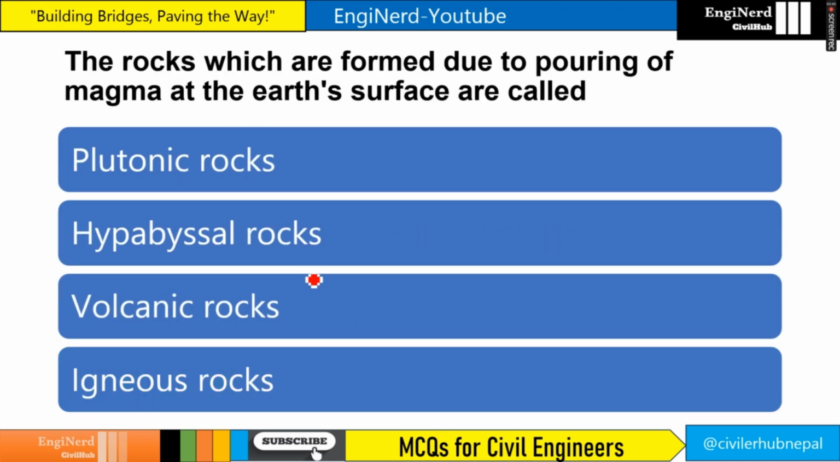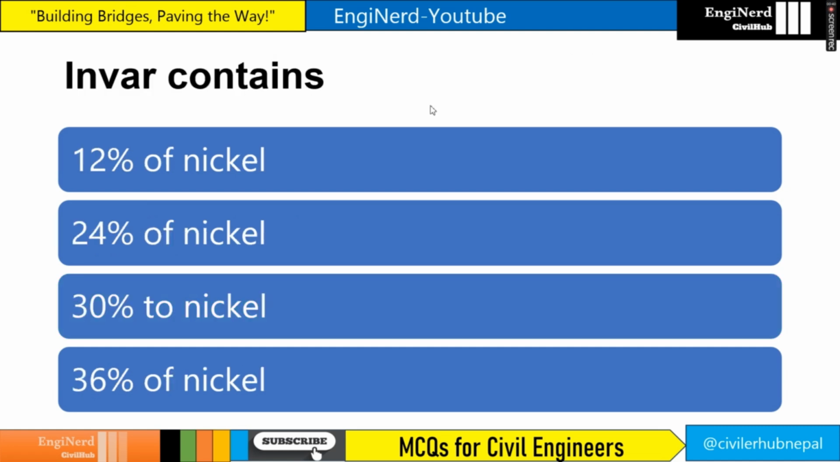The rocks which are formed due to pouring of magma at the earth's surface are called, so it is asking about the earth's surface, right? And it is volcanic rock or effusive rock or extrusive rock, right? So the examples of these types of rocks are basalt and trap. However, for the hypabyssal rock, the magma cools at relatively shallow depth, right? And the example is dolerite.